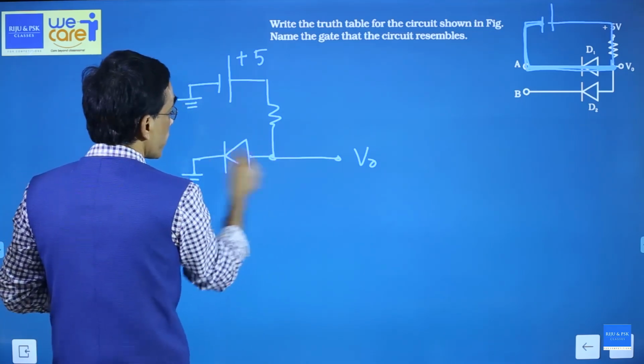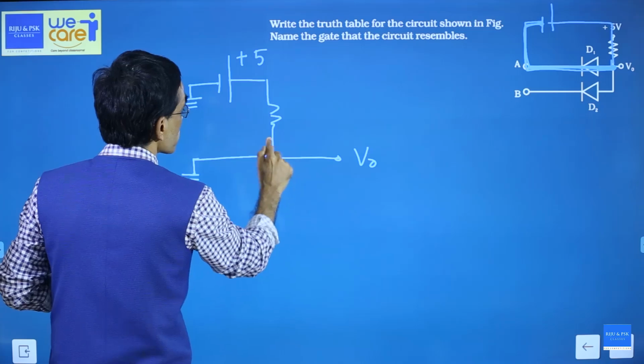Okay, now the diode is conducting. A conducting diode is like a short circuit.